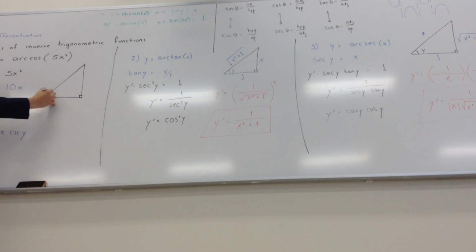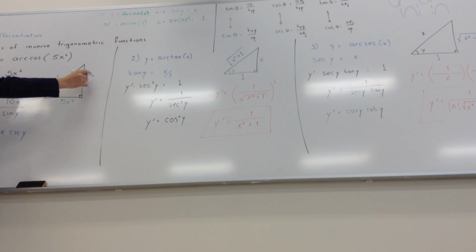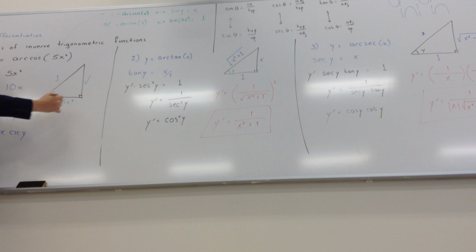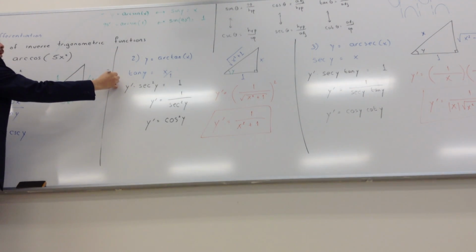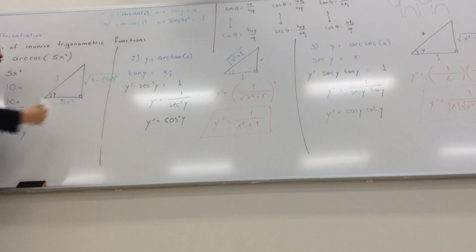You have your angle y, adjacent would be 5x squared. Yeah, adjacent will be 5x squared. Hypotenuse is 1, and what about this side? Square root of 1 minus 5x squared to the square, right?